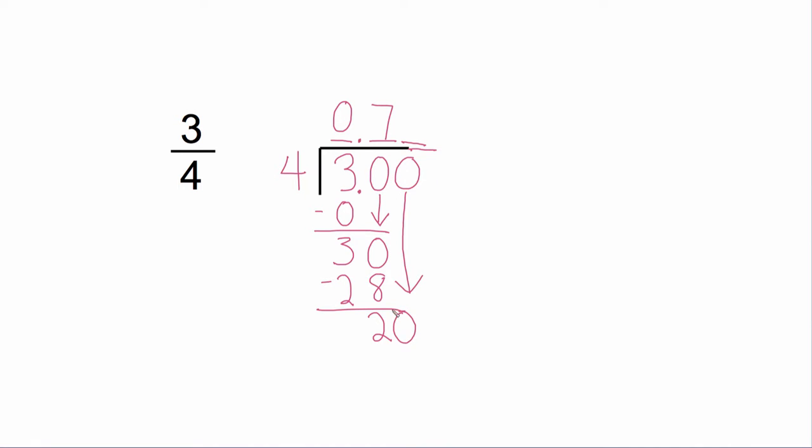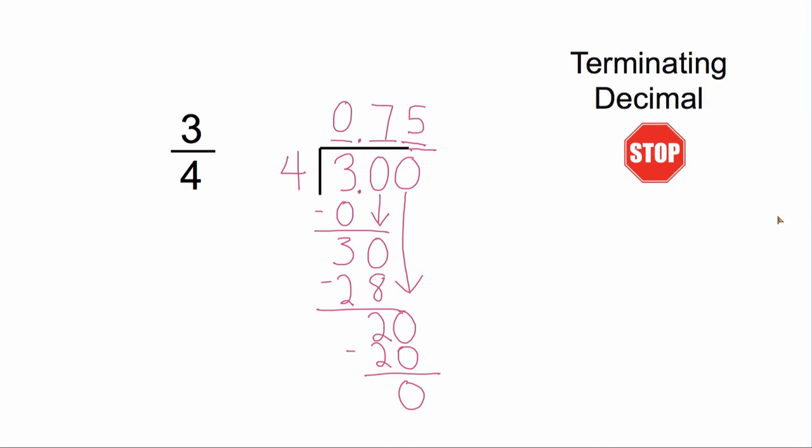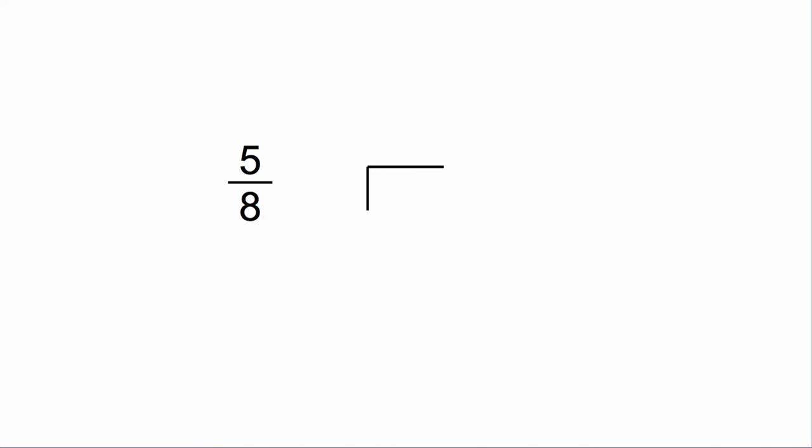4 goes into 20 exactly 5 times. 4 times 5 is 20. We subtract and get 0. Now when we get a 0 after we've subtracted, we call that a terminating decimal. That means it stops. We don't need to go any further. We don't need to add any more zeros or parking spaces or anything. We're finished. So that means 3/4 equals 0.75 or 75/100.